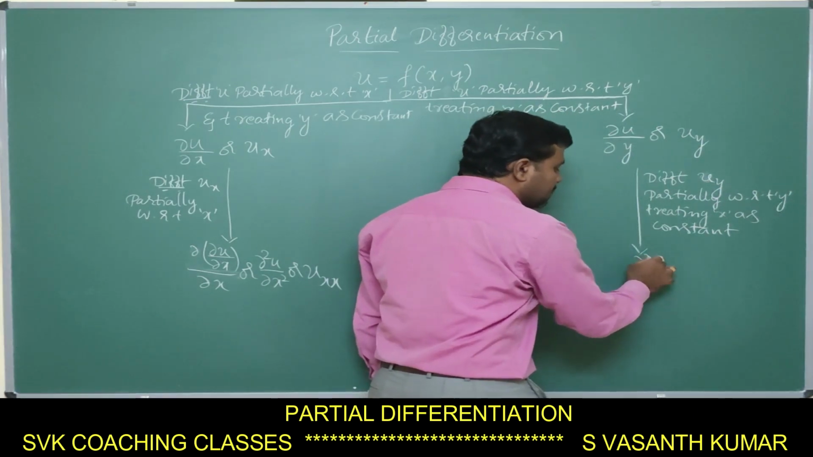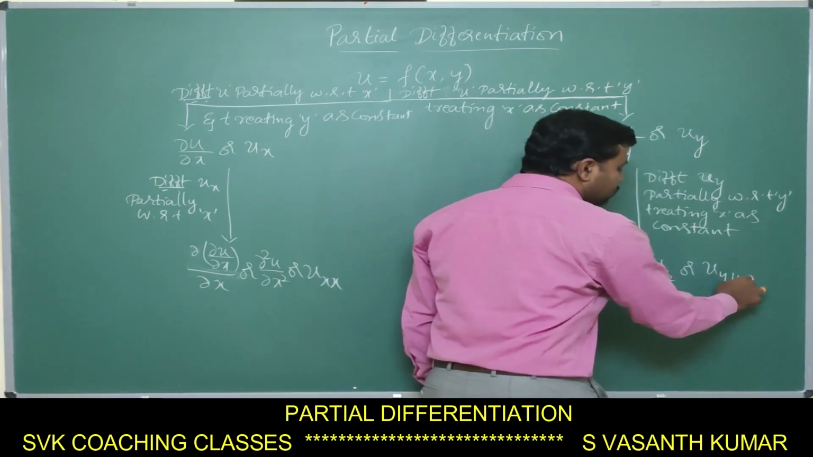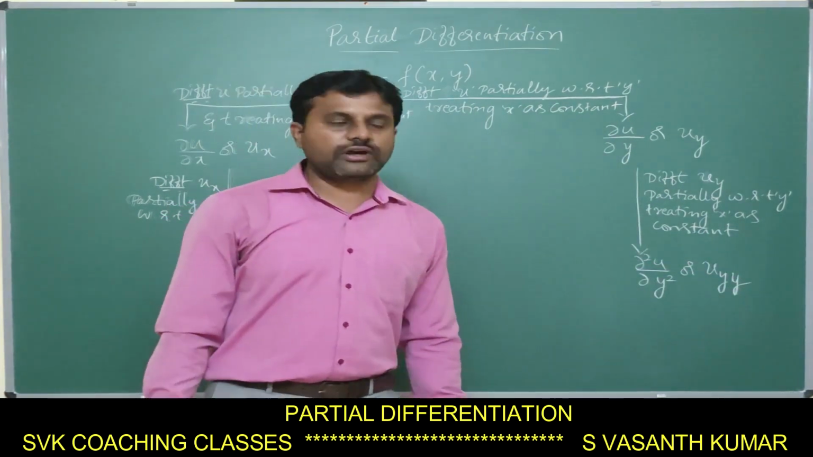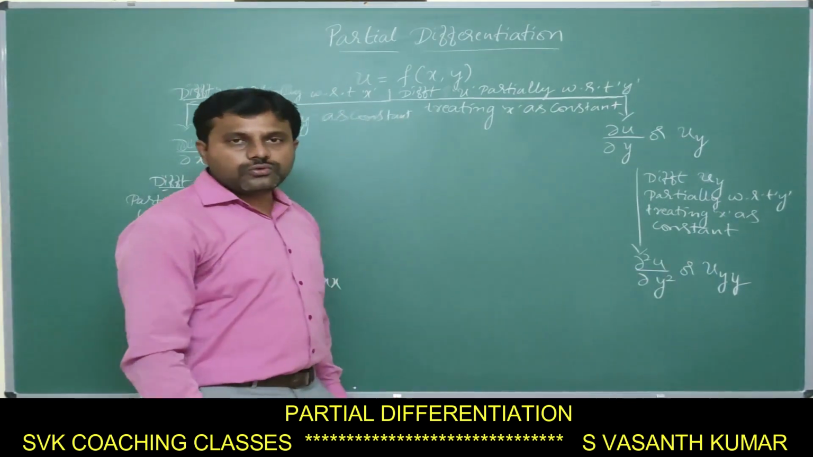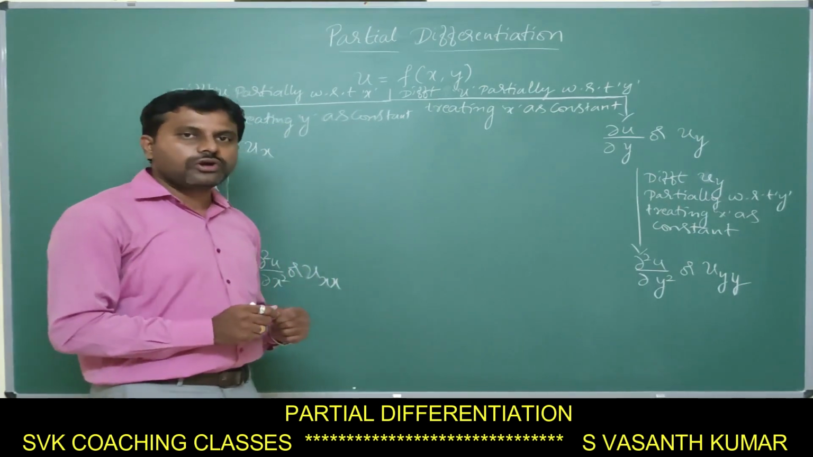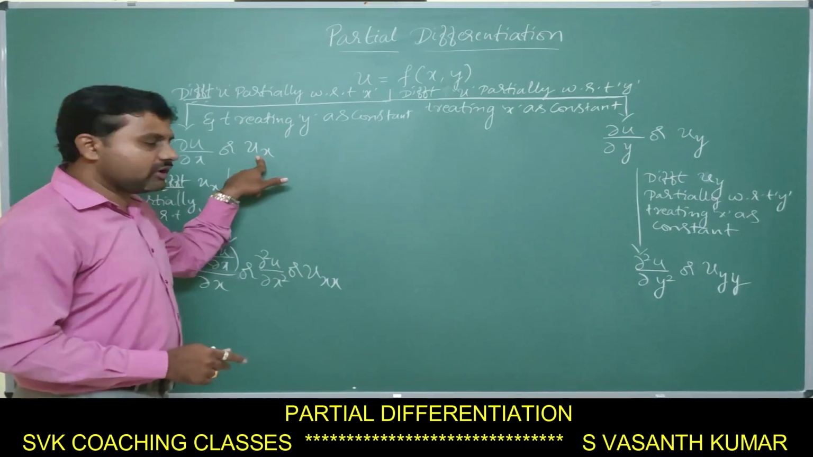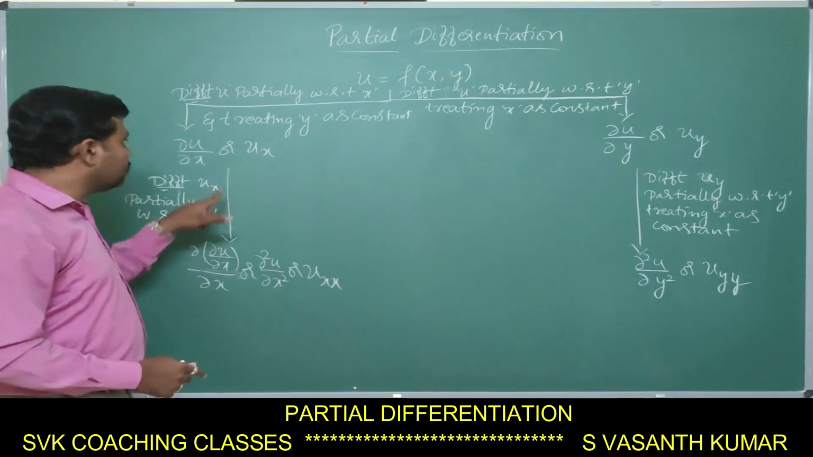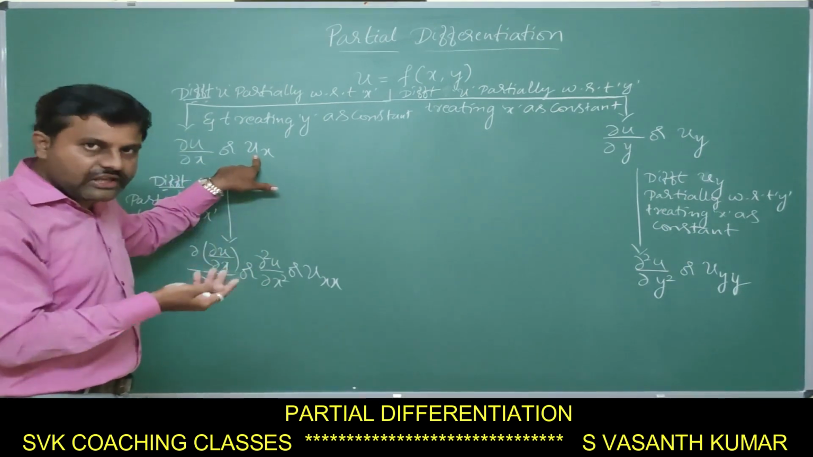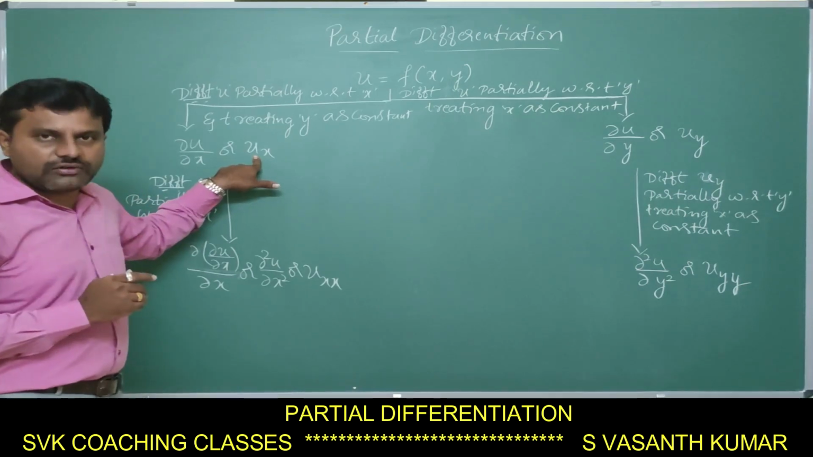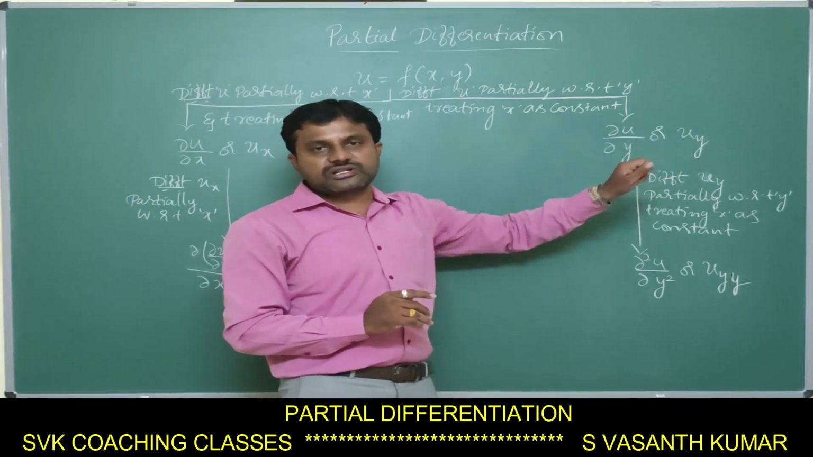You are going to get del square u by del y square, or you can also denote that as uyy. Now we can have a mixed partial derivative: ux can be differentiated partially with respect to x, which gives a higher order derivative. If you differentiate with respect to y instead of x, that is called a mixed partial derivative. If you differentiate uy with respect to x, you are going to get a mixed partial derivative.